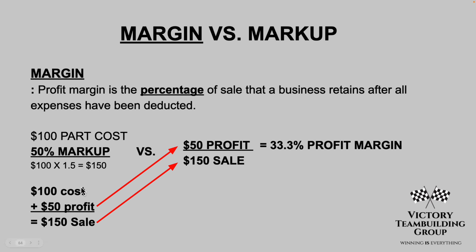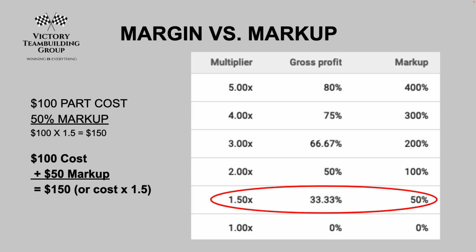So in this example of a 50% markup, we have $50 profit, $150 sale. 50 divided by 150 is 33.3% profit margin. Just like we were just looking at before. There you go. 33%.